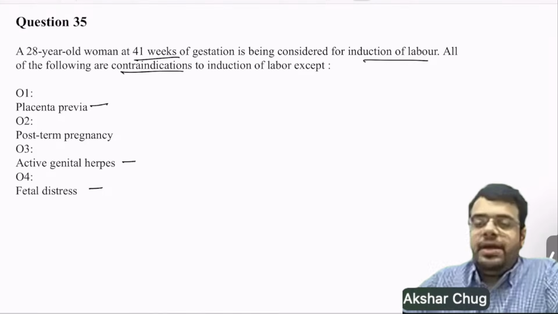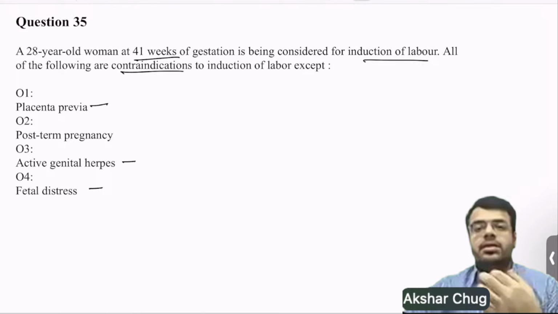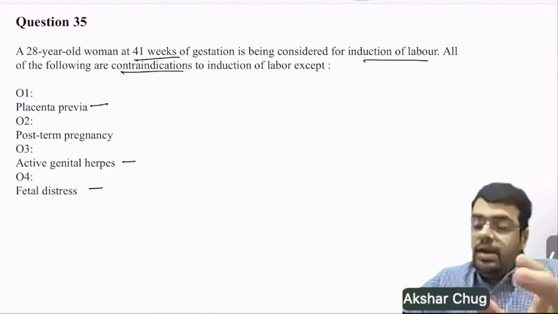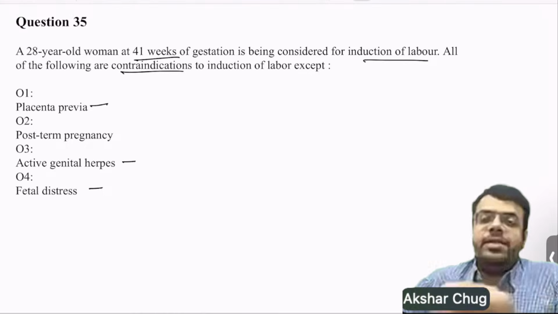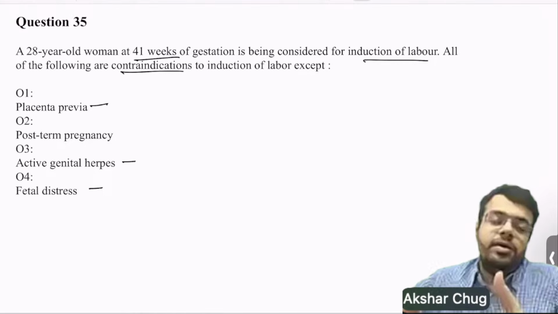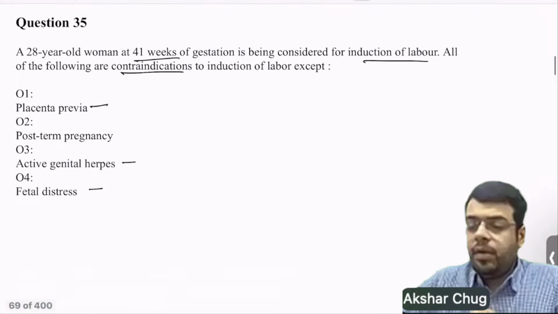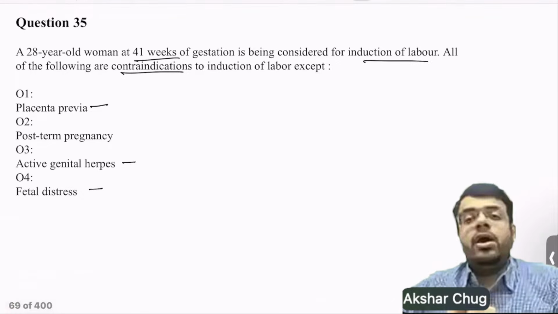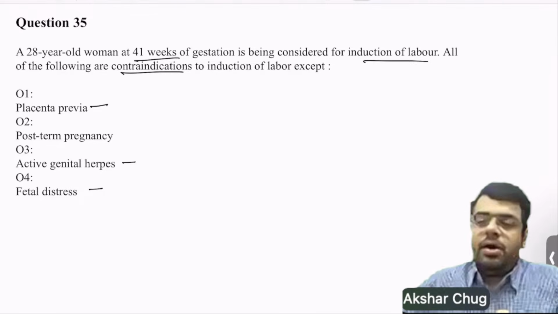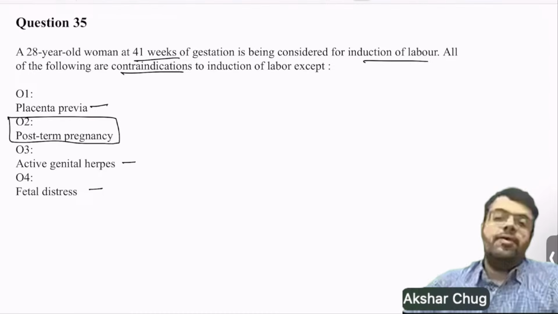In case of placenta previa, the placenta itself is covering the os, the internal os of the cervix. So there are no chances of normal delivery. In case of active genital herpes, there is active infection in the genital region. So there will be very high chances of transmission of the herpes virus to the child. Whereas in case of fetal distress, we usually go for an emergency LSCS instead of a normal labor. So postterm pregnancy is not a contraindication for induction of labor.